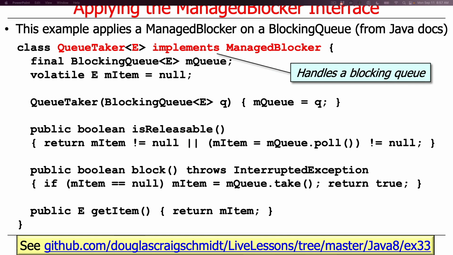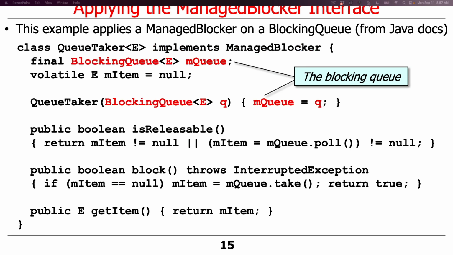This is called QueueTaker. So QueueTaker also implements ManagedBlocker, and this is designed to handle a blocking queue. We'll talk about what a blocking queue is in just a second when I show you an example. A blocking queue in Java is a concurrency synchronizer that uses message passing to allow producer and consumer threads, one or more producers, one or more consumers, to coordinate through the blocking queue. This is typically referred to as the bounded buffer problem in concurrency theory and concurrency concepts.